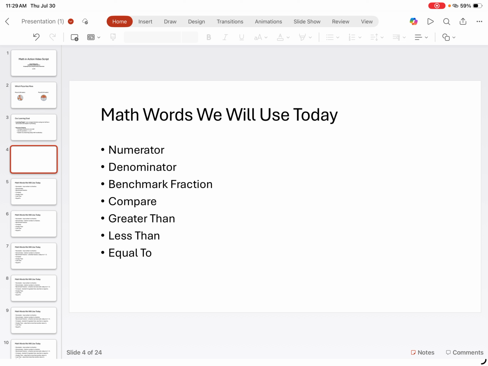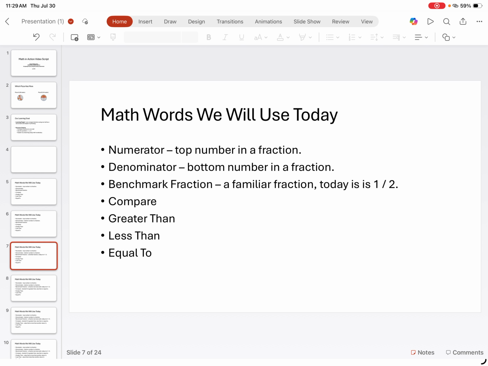Here are the math words we're going to use today. This is some important vocabulary: numerator, denominator, benchmark fraction, compare, greater than, less than, and finally equal to. Let's jump right in. The numerator is the top number in a fraction. It tells us how many parts we're talking about. The denominator is the bottom number. It tells us how many equal parts make up the whole.